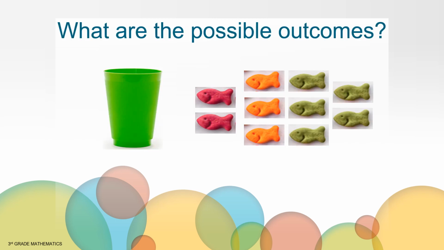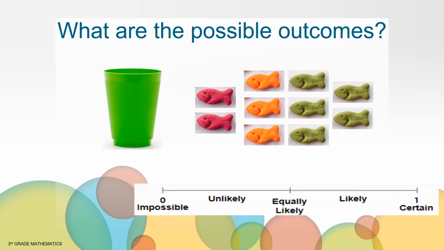So now let's look at a different example. Let's look at these goldfish crackers. How many goldfish do you see? Of course, there's 10 goldfish. So now let's use these probability words to describe the likelihood that an outcome could happen.